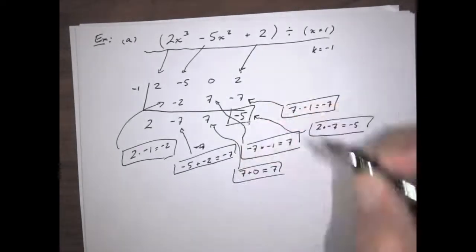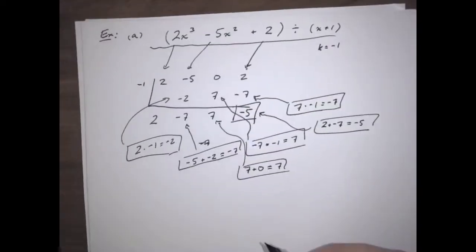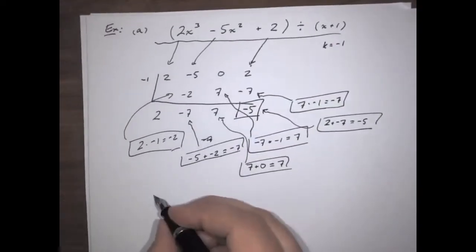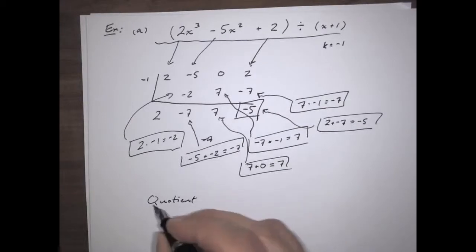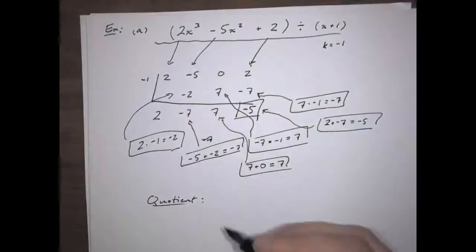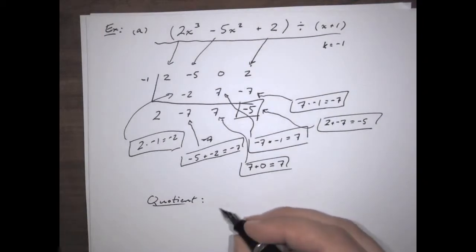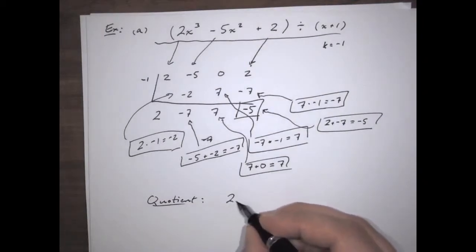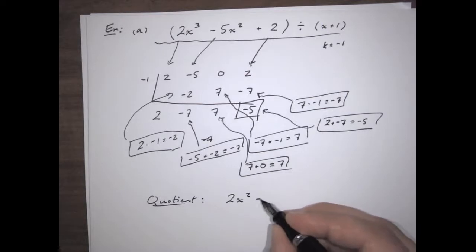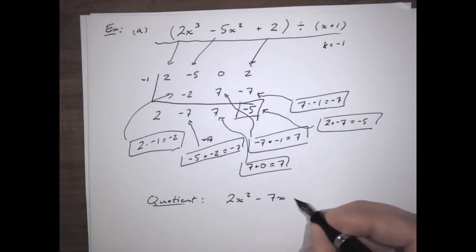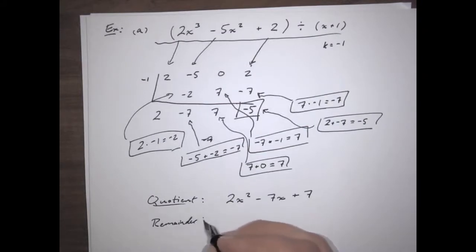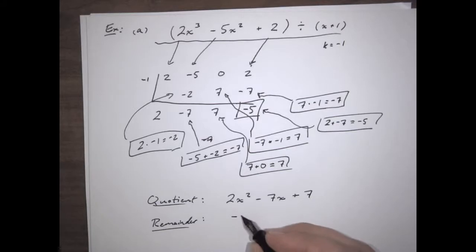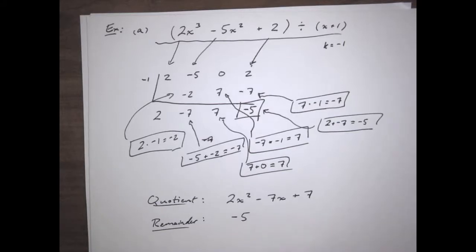So that's the remainder, and the rest are the terms. So we have a quotient, and it starts with an x squared, one less degree than what the dividend started with. So it's going to be 2x squared minus 7x plus 7, and a remainder of negative 5.